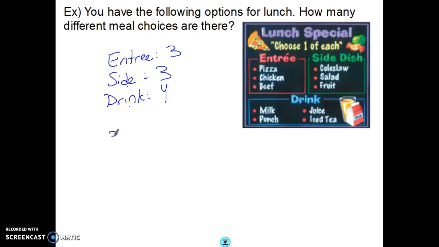So to find out the total possible number of meal combinations, we just multiply all of these together. 3 times 3 times 4 comes out as 36 total possible different meals.